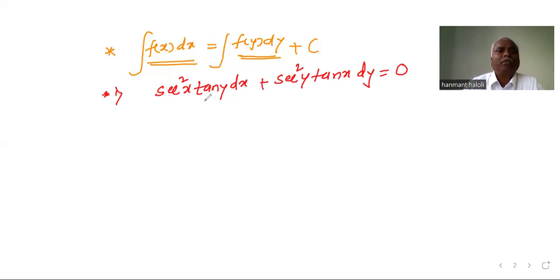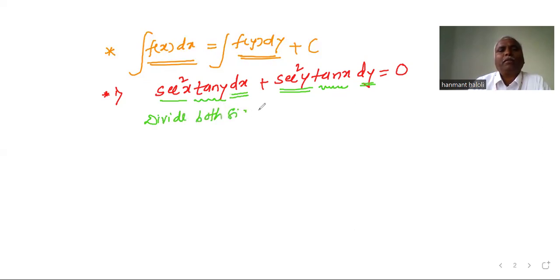Now, just observe it. Here we are given a dx term and a dy term. With dx only x is required. We don't want y terms. And with dy only y is required. We don't want tan x. To separate them, divide both sides by tan y into tan x, or you can cross multiply also.